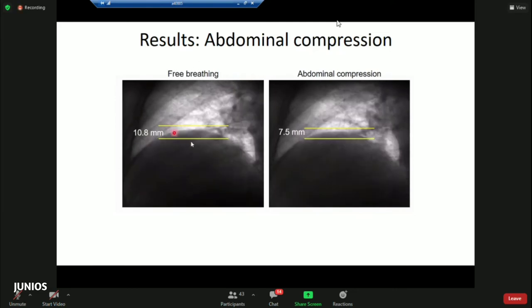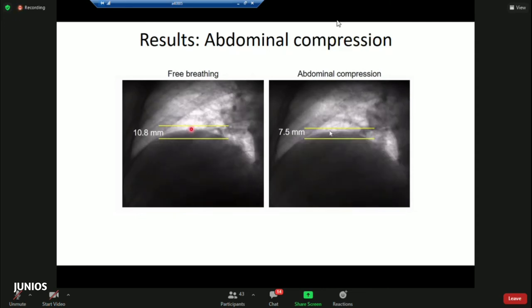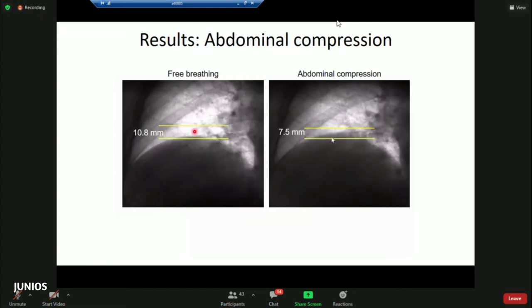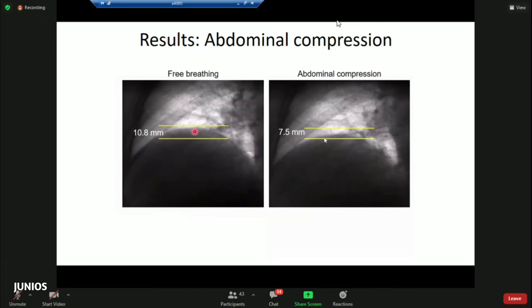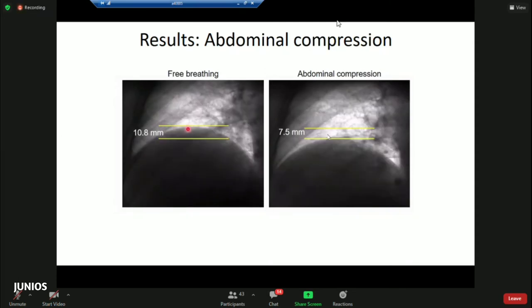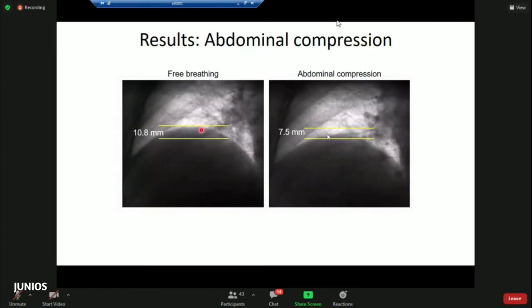In that case, the only option is abdominal compression. If abdominal compression doesn't add much value, so not much difference between free breathing and without compression, then only free breathing treatment is the remaining option. In that case, we have to reduce the prescription dose to respect the mean liver dose.